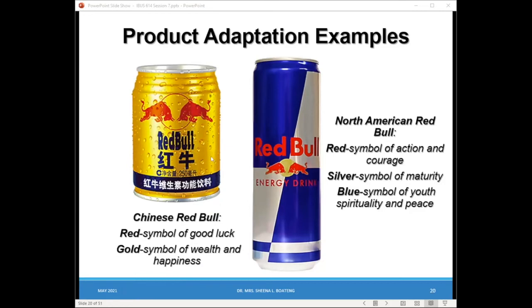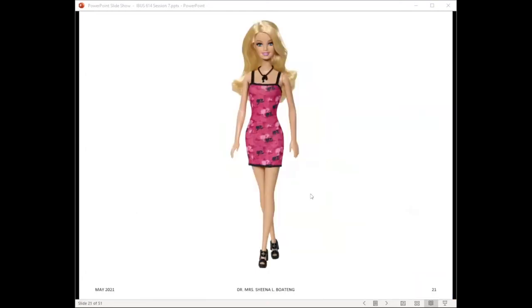So you realize that the blue is more muted in the Red Bull design for the Chinese markets, and the gold and the red is more pronounced. You notice that the bulls are bigger on the Chinese version of the Red Bull than on the original Red Bull that we all know. This is another typical example of product adaptation to suit the needs of a specific market.